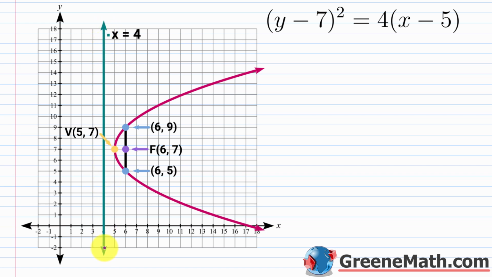That's your directrix. Then in terms of the endpoints for the latus rectum, you have this one here and this one here. If you want this one, which is (6, 5), again, starting at the focus, you're moving down by 2 units because the absolute value of 2p was 2. So that gives you this one right here. And then starting from the focus and going up by 2 units, you get this other endpoint, which is (6, 9).